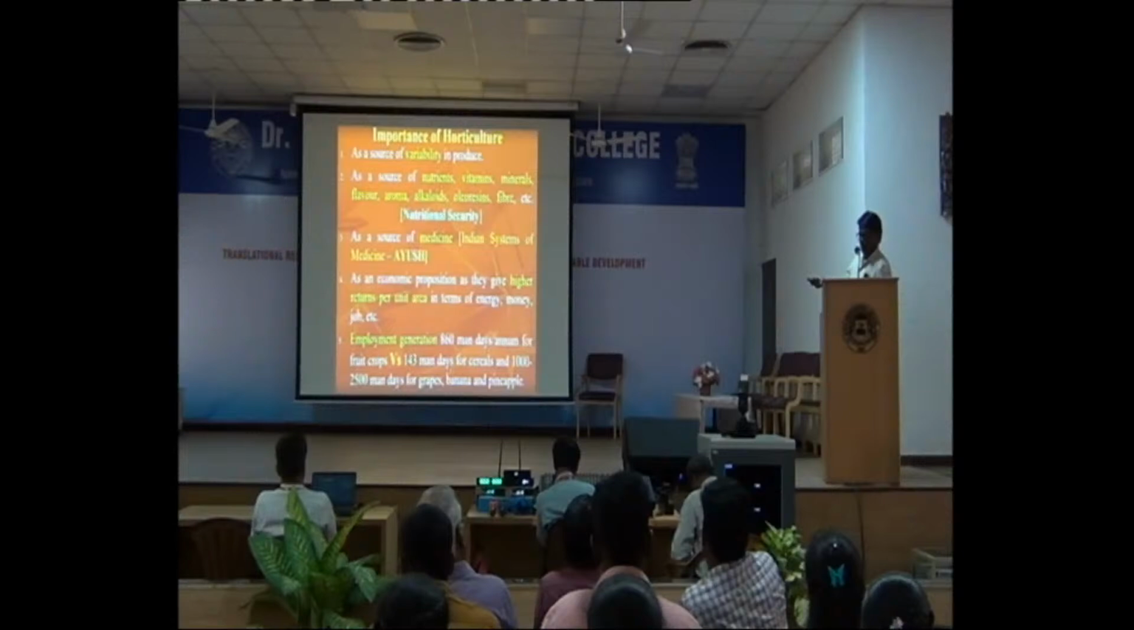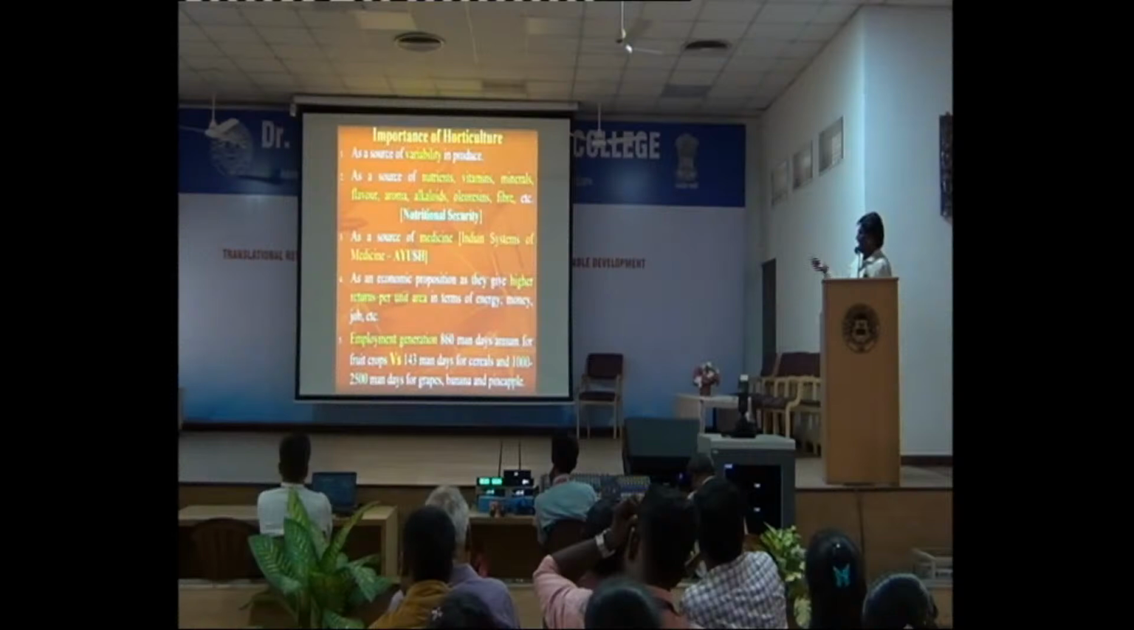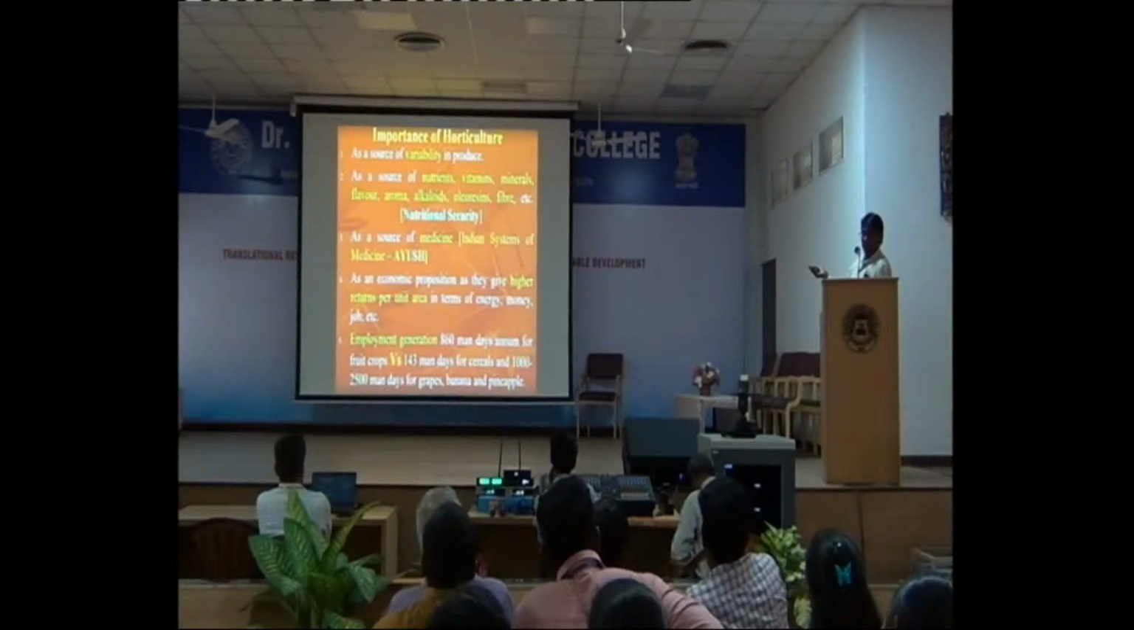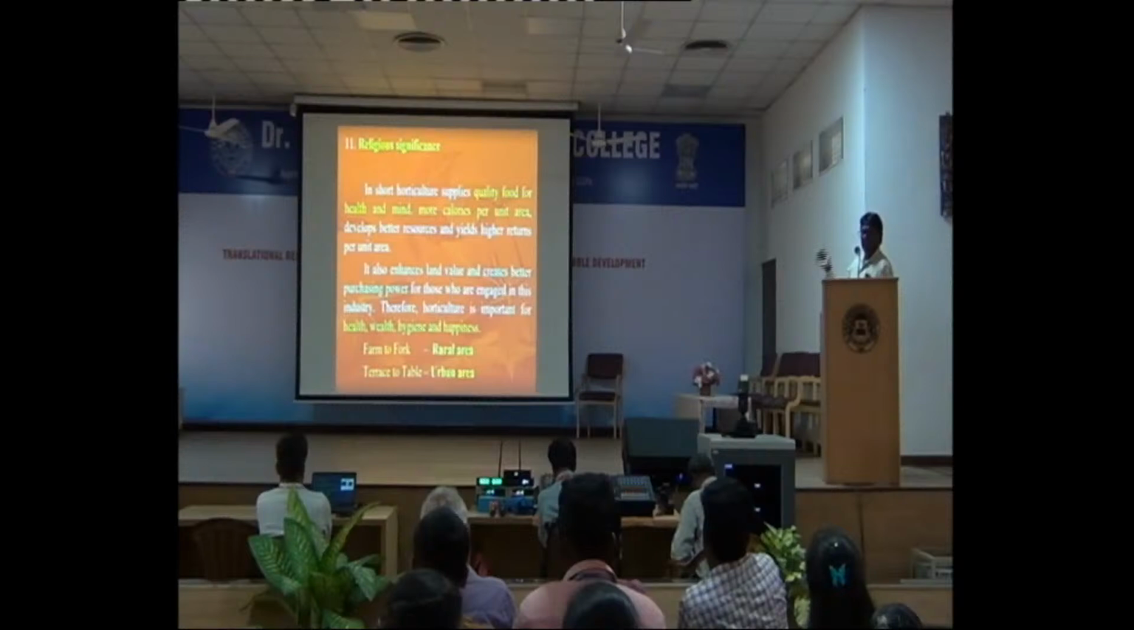Then you can see the source of medicine, particularly Ayush: Ayurveda, Unani, Siddha, Yoga, Naturopathy, and Homeopathy. Even though homeopathy is a Western medicine, it has been included as one of the Ayush systems. The source of all these medicines comes from horticulture. Then economic proportion: higher returns per unit area, employment generation. Horticulture crops can generate more employment than any other crops. Then you have significant high calories, and also very good protective foods, health, wealth, hygiene, and happiness. Everything can be given by horticulture crops, particularly fruits and vegetables.